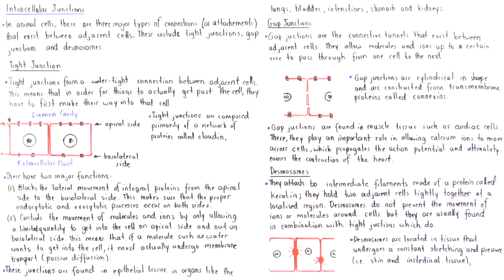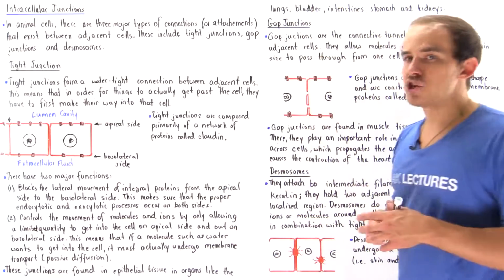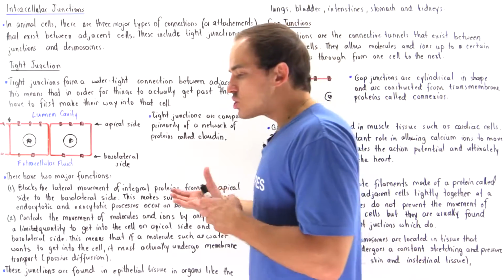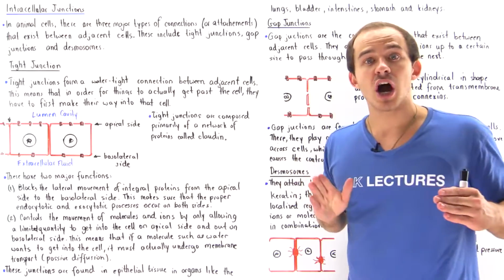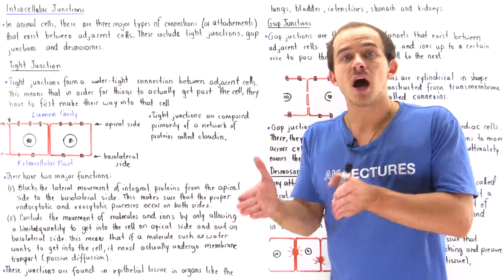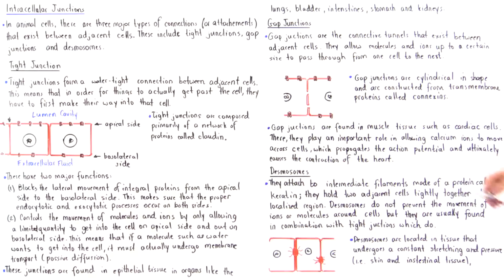Now, let's move on to the second type of intracellular junction known as our gap junction. So, gap junctions are the connective tunnels that exist between adjacent cells. These types of channels, or gap junctions, allow the movement of different types of molecules and ions up to a certain size, usually up to 1,000 Daltons. So they allow molecules and ions up to a certain size to pass from one cell to the other cell.